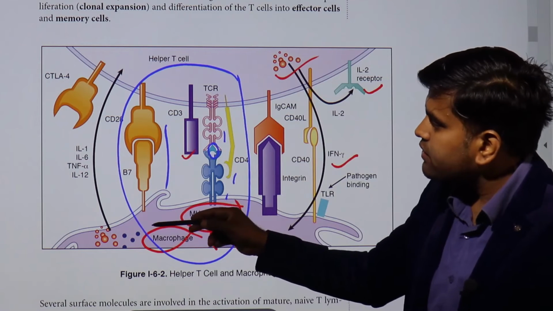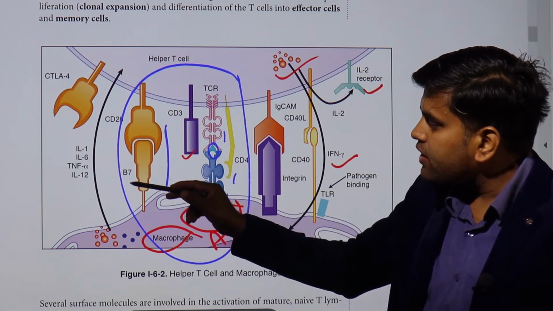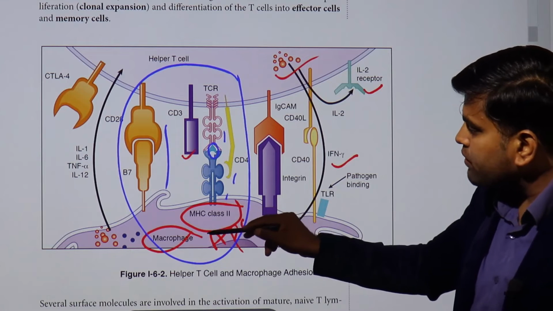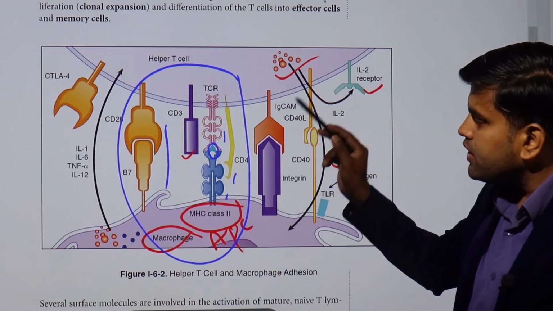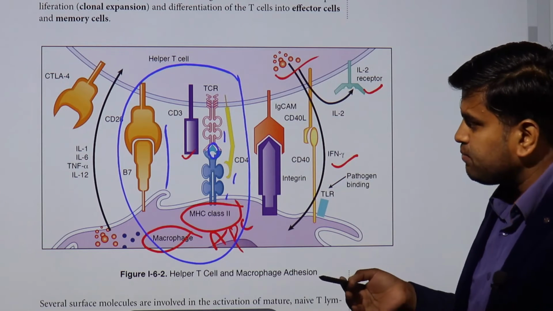During the interaction, there is the release of interleukin 1, 6, TNF alpha and interleukin 12 from the antigen presenting cell to the helper T cell to get it more activated.